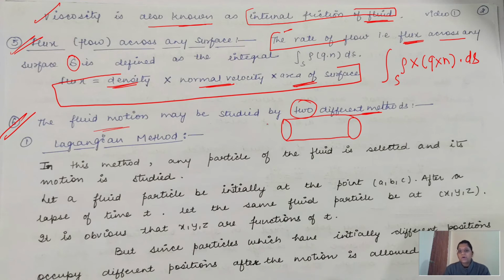If this is a pipe, water is moving from left to right. If I say any particle of the fluid is at a point P, and you know that the pipe is a three-dimensional body, so the coordinates will become a, b, c.